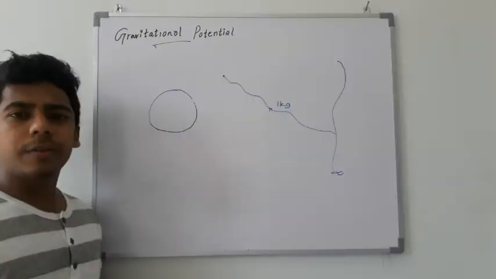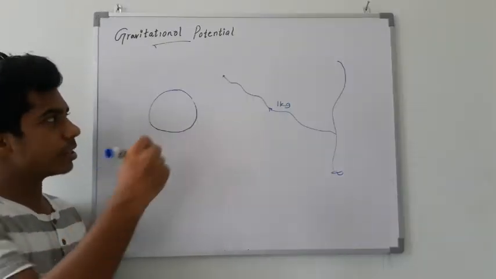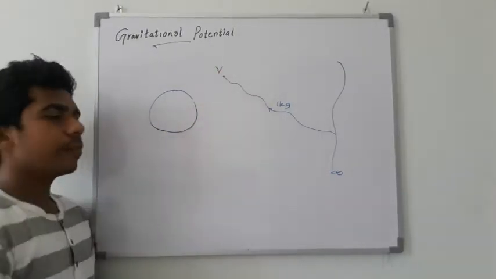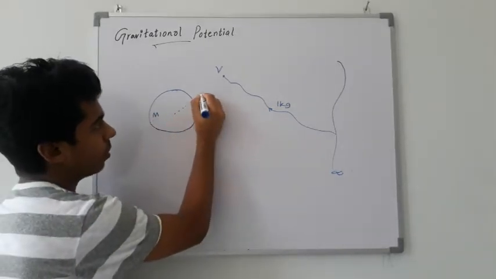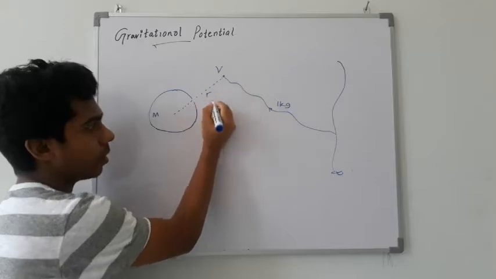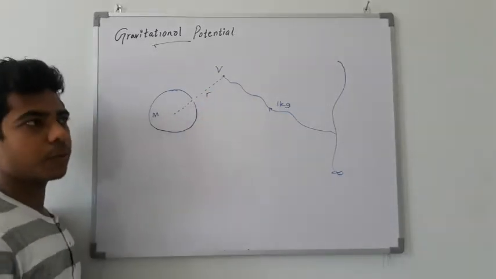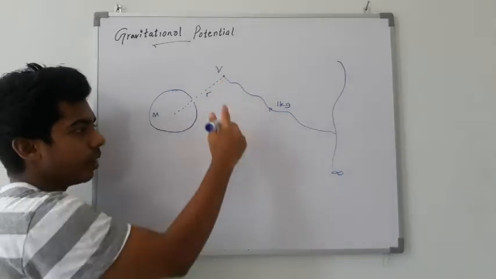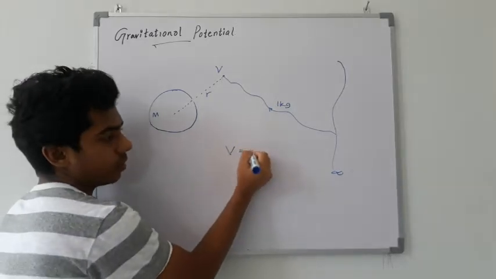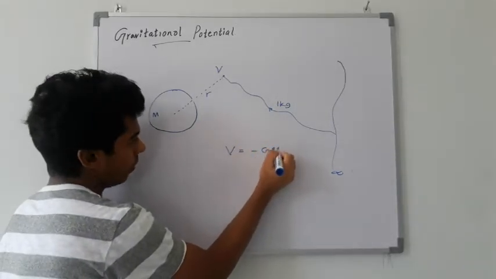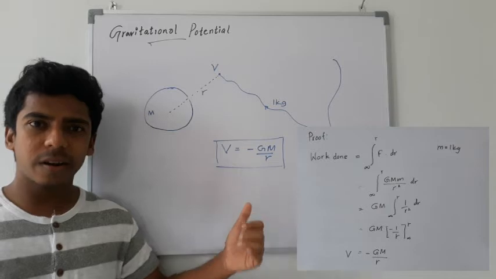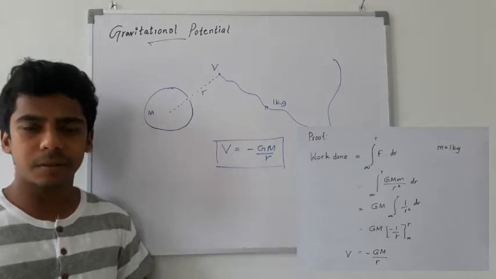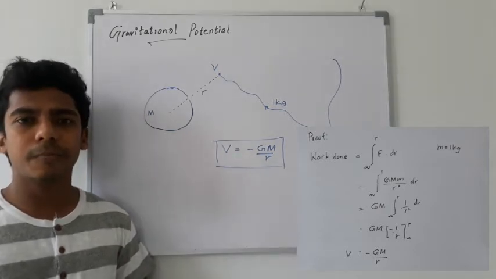Okay, and we usually denote the gravitational potential by the letter V, and if the mass of this planet is m and the distance to that point from the center of this planet is r, I can write an expression for the gravitational potential at this point as V is equal to minus GM over r. So this is the expression for the gravitational potential at distance r from a planet of mass m.